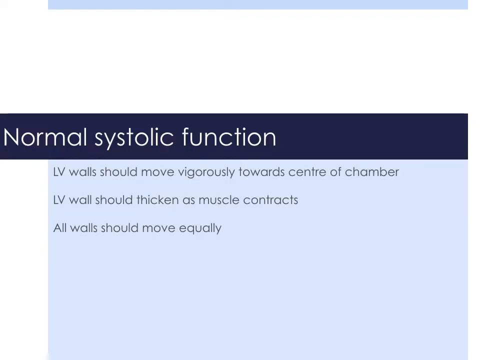In a left ventricle with a normal systolic function, we should have the left ventricular walls moving vigorously towards the center of the chamber. The LV wall should thicken as the muscle contracts, and all the walls should move equally towards the center.